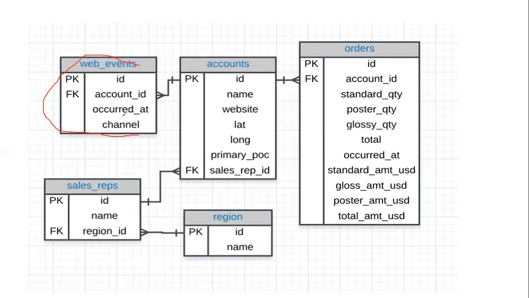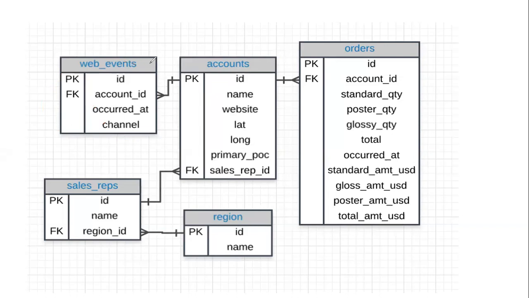So we need the channel column, the average for each channel. This occurred at the date column, the days. So what we'll do is get the days and the number of orders, and then we'll find the average for each channel. Let's see how we can achieve this in SQL.